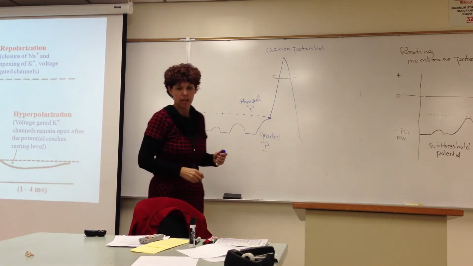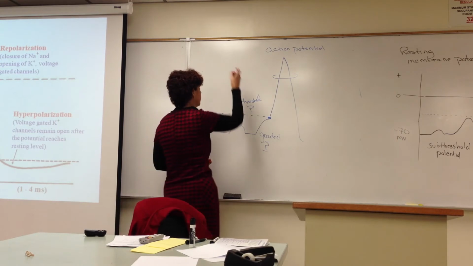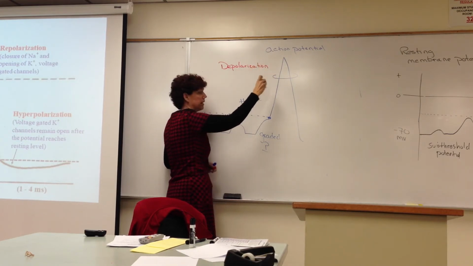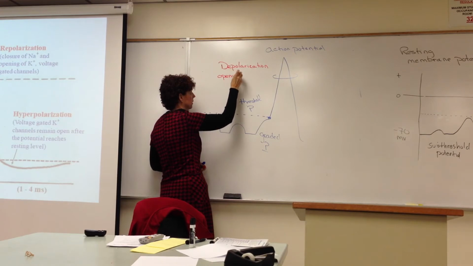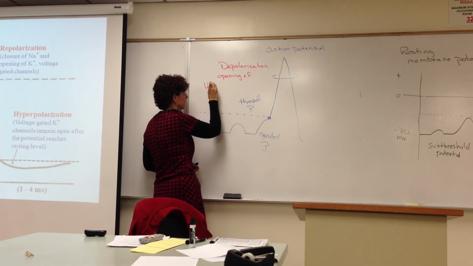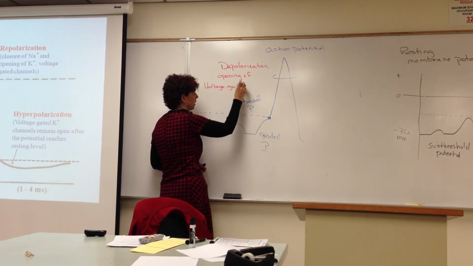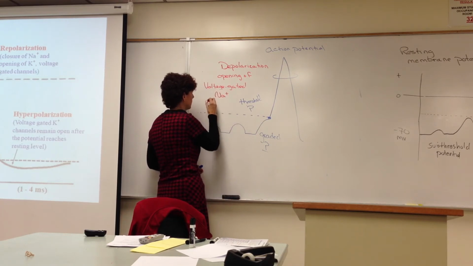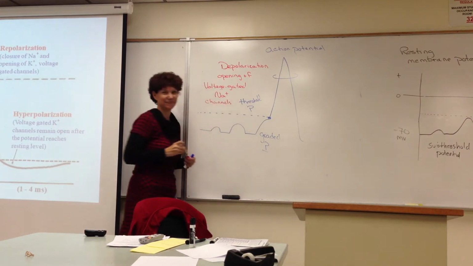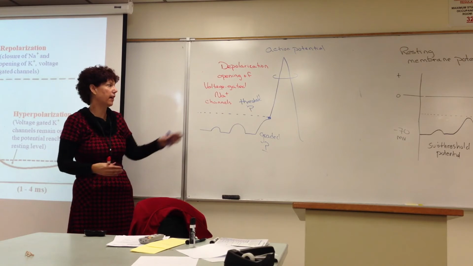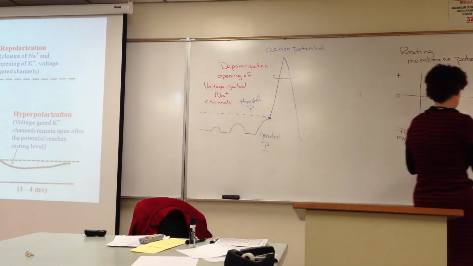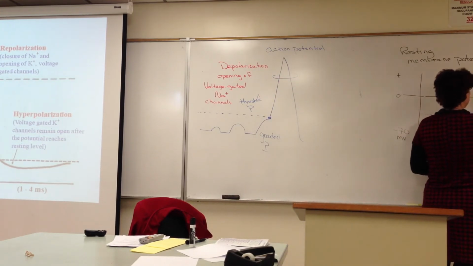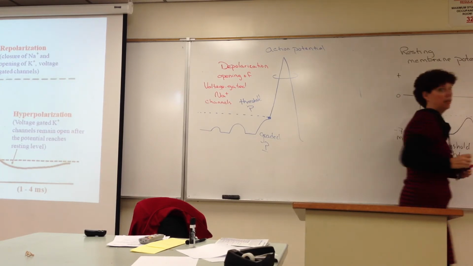Okay? So depolarization, we've covered that term already. Depolarization is due to the opening of voltage-gated sodium channels. We gain positive ions. We actually move across 0 and typically into the plus 30 level when our cell depolarizes.